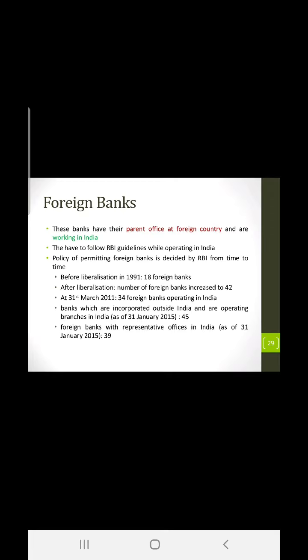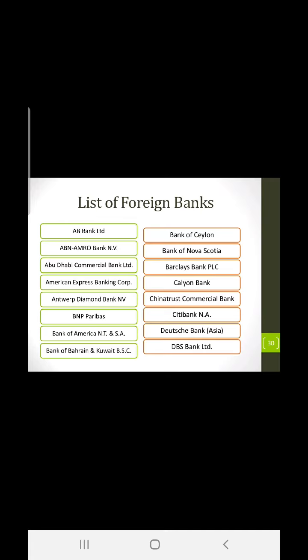Even if you are a foreign bank, you are working under the RBI's territory, so you have to follow all the rules and regulations given by RBI. Always remember. Okay, the next one is the list of foreign banks.